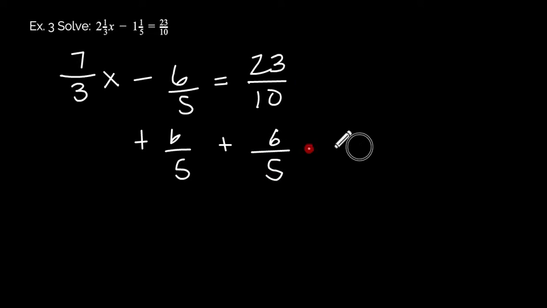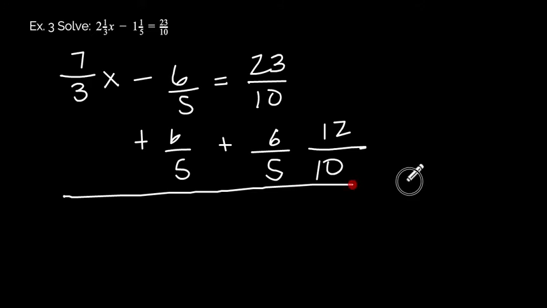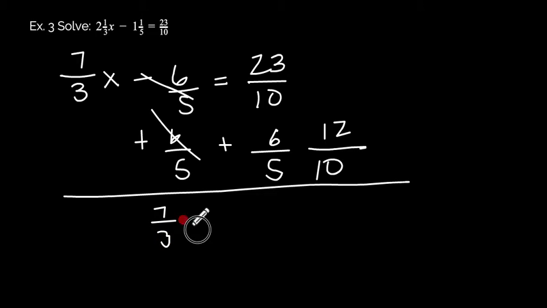We're going to add the 6/5 to both sides because you do your addition and subtraction first, which sounds opposite of order of operations, right? All right, so this one needs to be in tenths. 5 goes into 10 2 times. 2 times 6 is 12. And we just could draw a big long line there. These add out. So we're going to get 7/3 x equals, I'm going to add the 23 and the 12 and get 35/10.